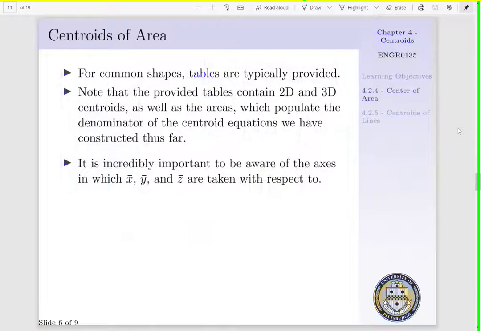For common shapes, tables are provided. And I will click this hyperlink in a moment, but I suggest you do so now. Within this table, we have 2D and 3D centroids, as well as the areas of our object, which populate the denominator of our centroid equations. Now, it's very important to be aware of the axes in which x bar, y bar, and z bar are reported. For the location of our body with respect to our axis dictates x bar, y bar, and z bar.